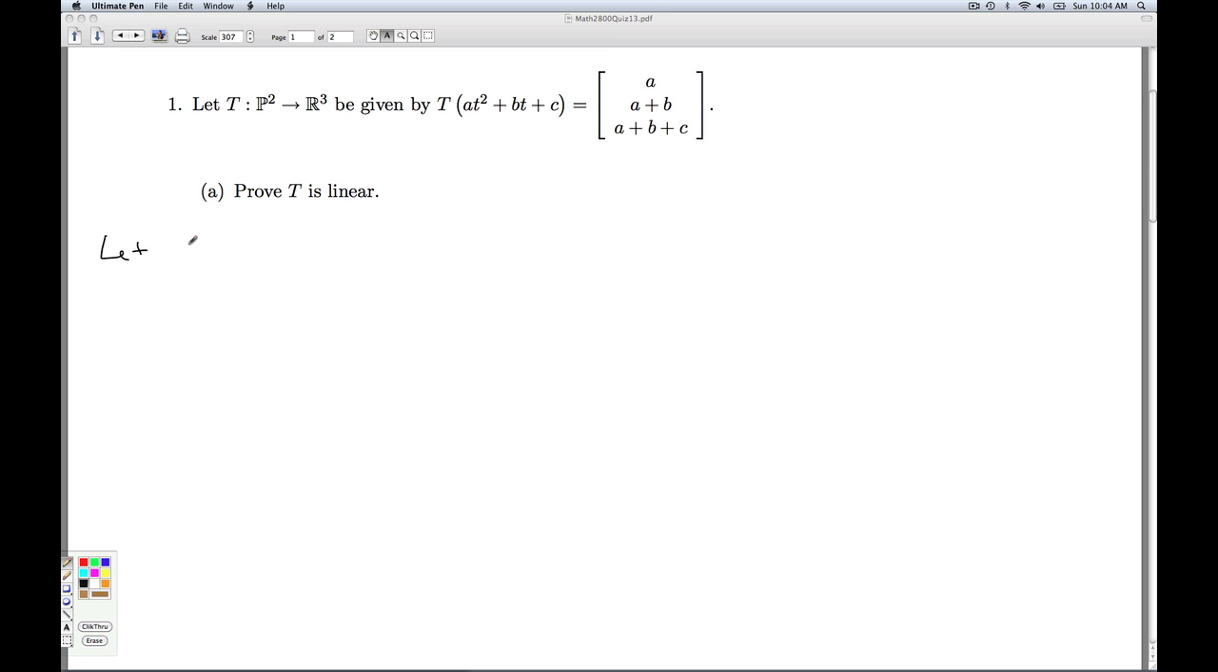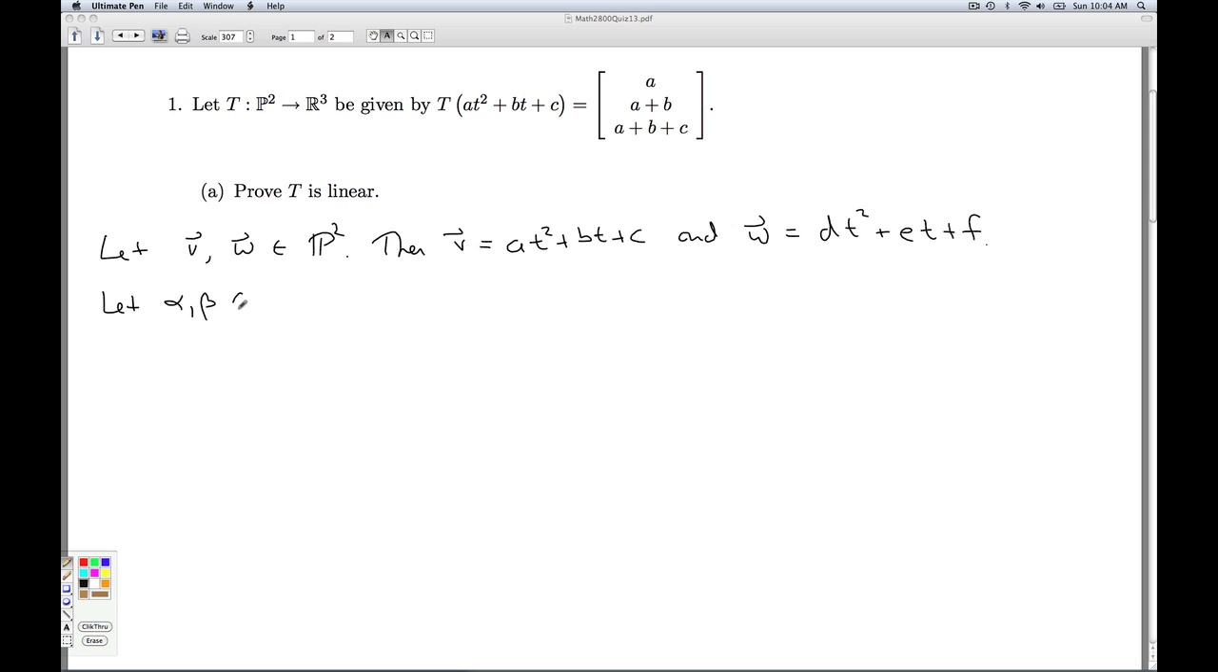So let's let V and W be fixed but arbitrary things in P2. What does that look like then? Then V looks like some AT squared plus BT plus C, and W looks like some DT squared plus ET plus F. Let's let alpha and beta be fixed but arbitrary real numbers.